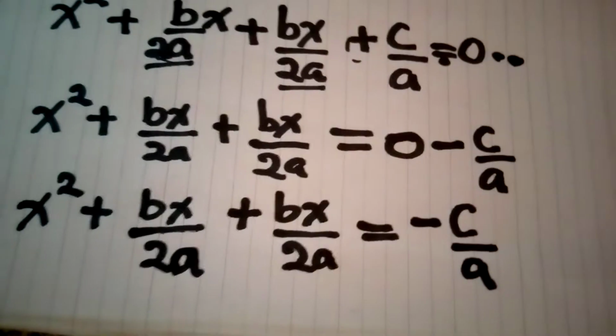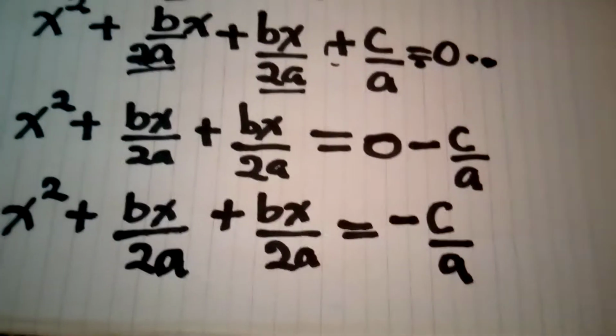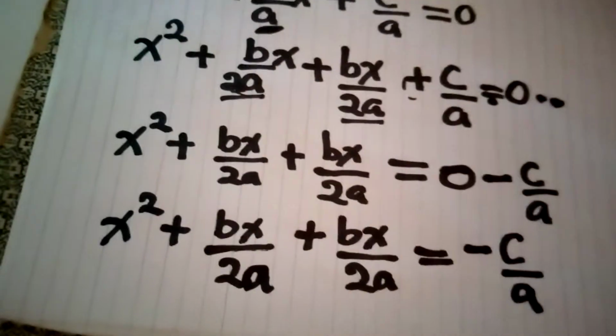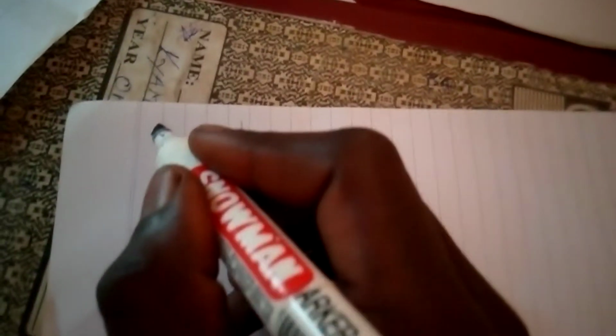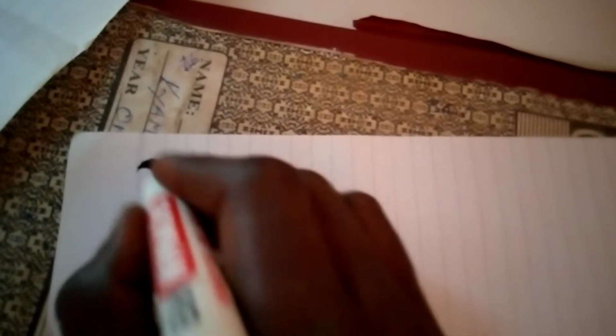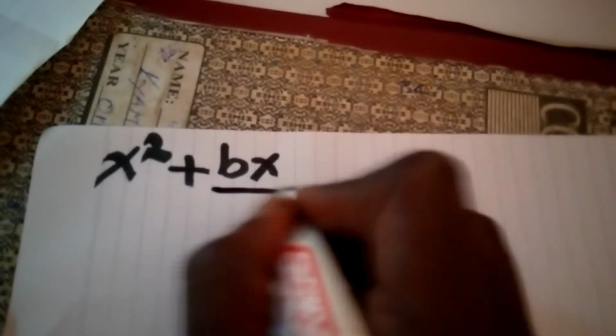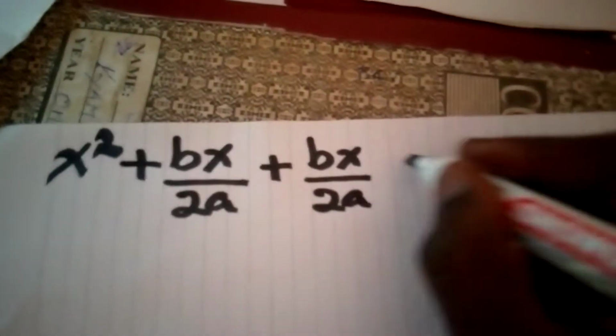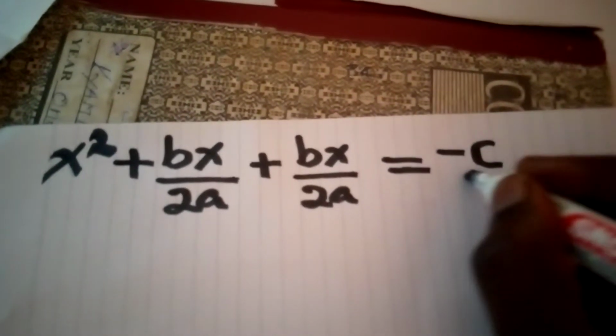So now after rearranging the equation like that, we shall have to deal with the half of the sum which we have got. Now after getting half of the sum, we know that half of the sum is bx out of 2a, which is giving us x squared plus bx all over 2a plus bx all over 2a, giving us negative c out of a.